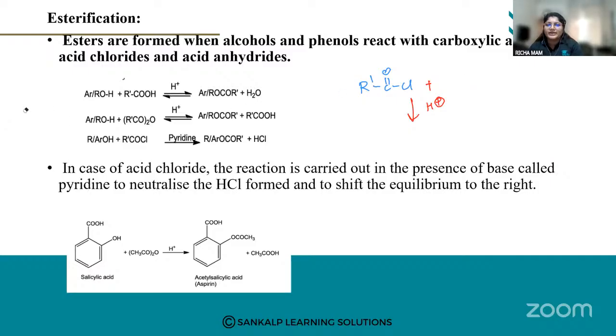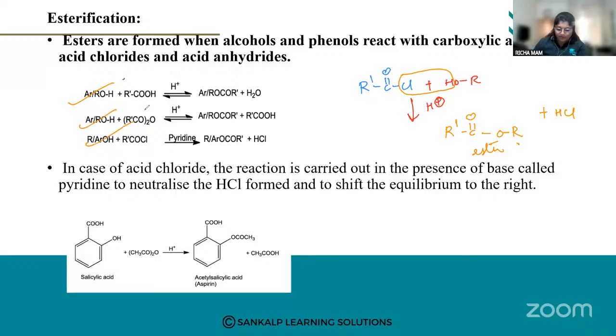So let me rewrite it. HOR. So what am I going to get here? HCl. One byproduct is HCl. Another is R'C=O OR. So this is my ester. Understood? So these are three ways of preparing the ester. These are the esterification reactions.